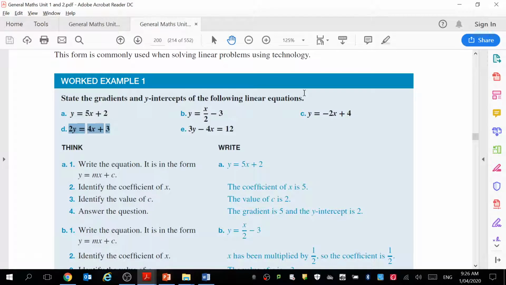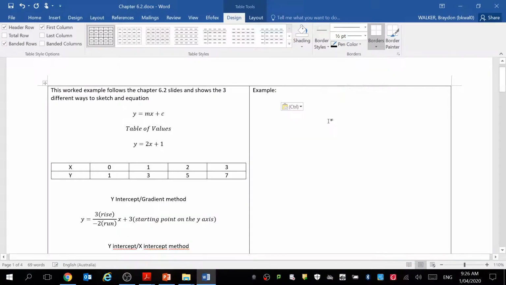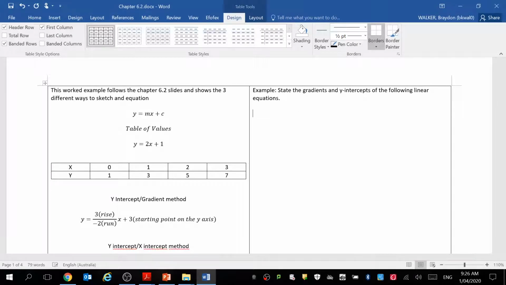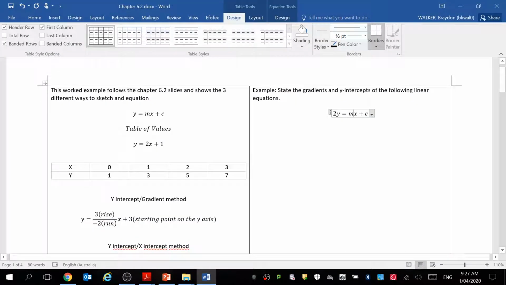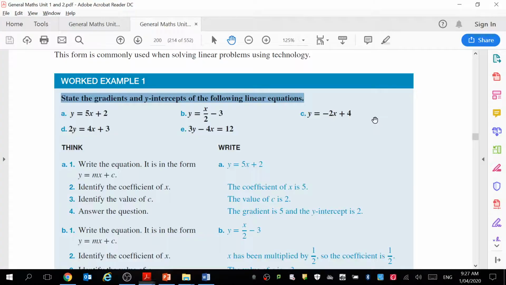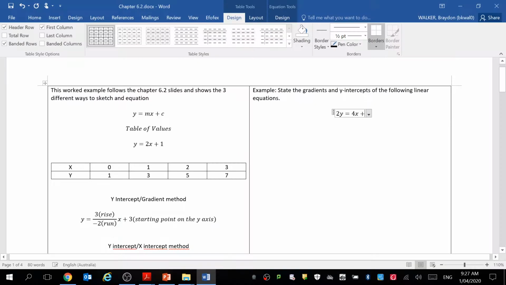So what are we doing? We are just going to copy and paste this so those who can't access the video for whatever reason can at least see what I'm working out here. State the gradients and y-intercept of the following linear equation. And what we had was 2y equals 4x plus 3. So the gradient is currently 4, but it actually isn't, as you're about to see. Now, what makes this difficult is we have this 2 in front of the y.